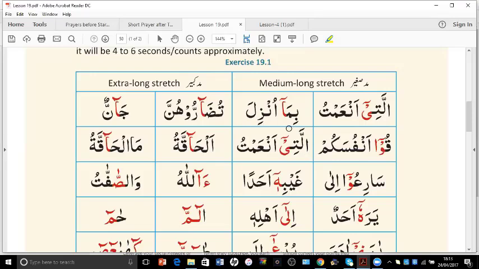Okay, one more time. Just pay attention to the fact that this is just a normal stretch, the B, and this is 3 seconds. Later on when you practice, use somebody's mobile phone and put the timer on and time yourself when you do it, okay? Bima unzila.